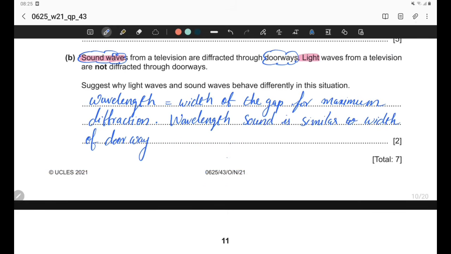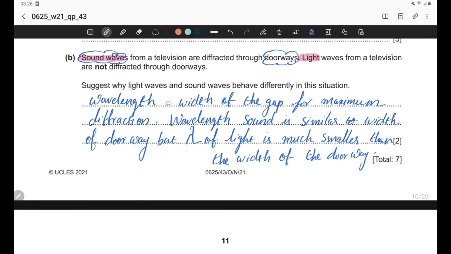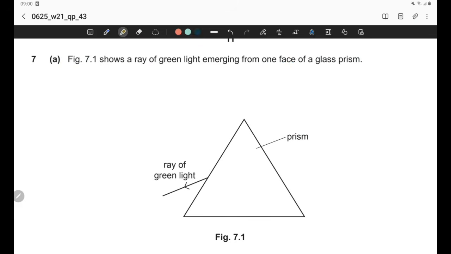Next we can write: wavelength of sound is similar to the width of the doorway, but wavelength of light is much smaller than the width of the doorway. These points are important to score 2 marks. So we should compare the wavelength of sound and the wavelength of light waves with the door width. Question 7 part A.